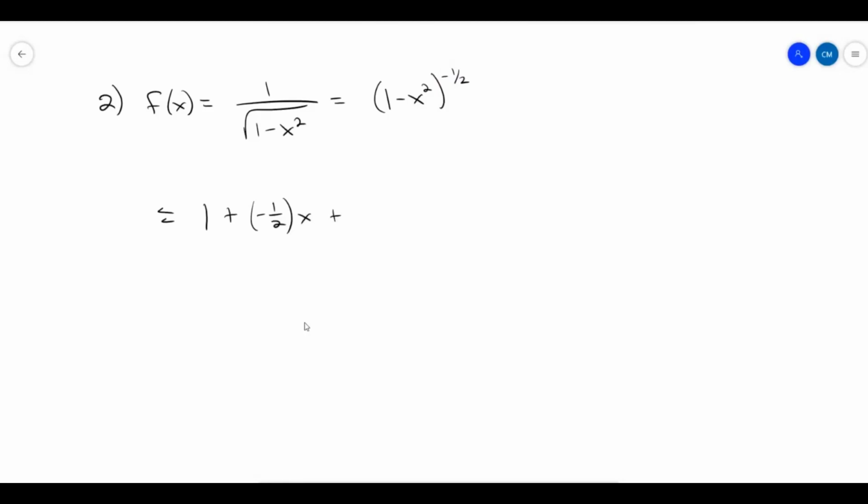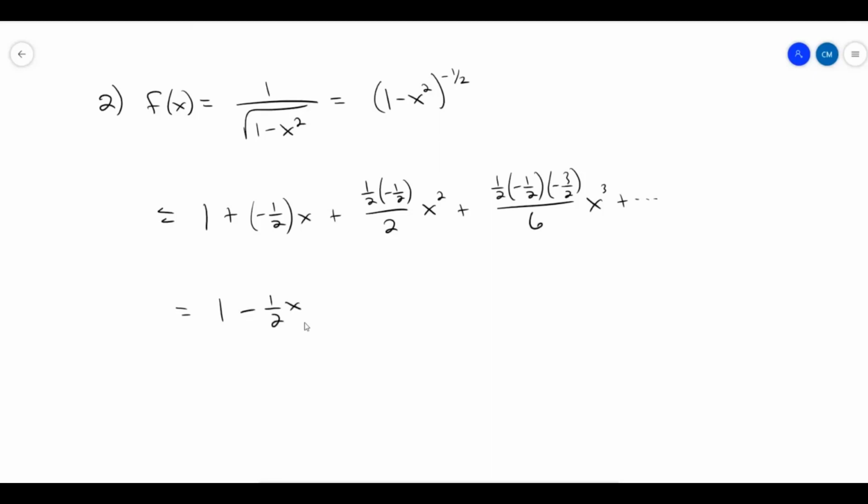So k is 1/2, so you'd have 1/2 times negative 1/2 there over 2 factorial, which is 2. Of course, we could simplify this in a second here, but this is the idea. And then third one, 1/2, negative 1/2, negative 3/2, all multiplied, over 3 factorial, 6, x to the third. That's probably good enough.